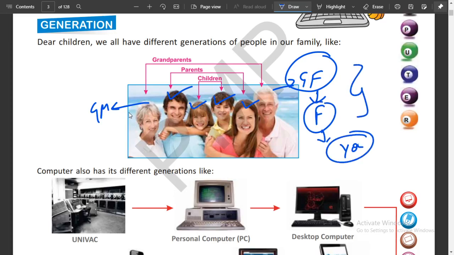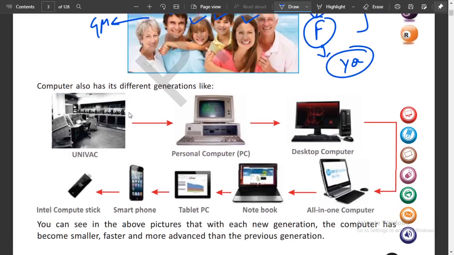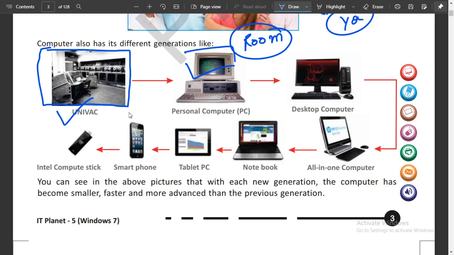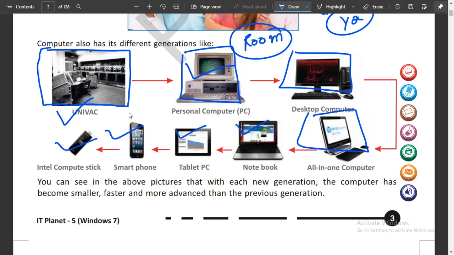In the same way, computer generations are there. As you can see, the first generation computer, like UNIVAC, was so big in size that it had to be kept in a single room. Can you imagine, in a single room there is only a computer, nothing else. Then it moved to the personal computer, then the desktop computer, then the all-in-one computer, then notebook, tablet, smartphone, and then the Intel computer stick. Let me explain all these things one by one. UNIVAC was a first generation computer.